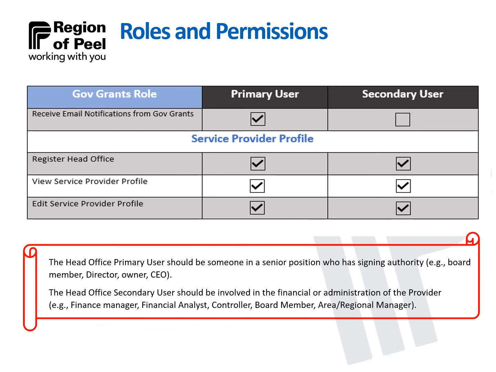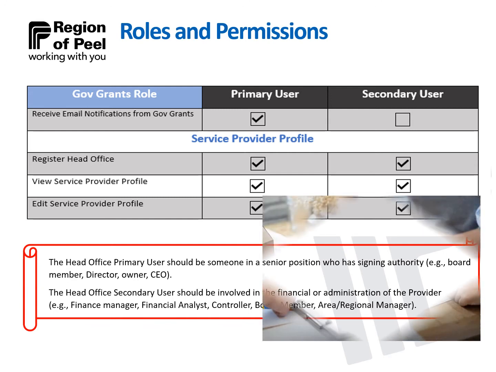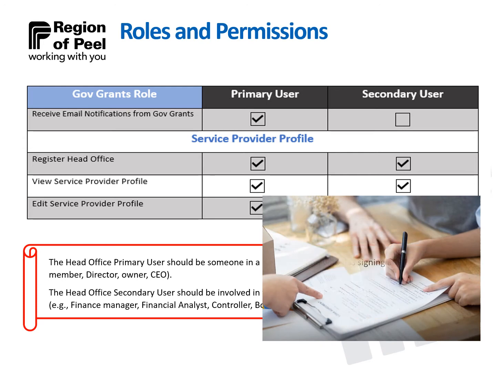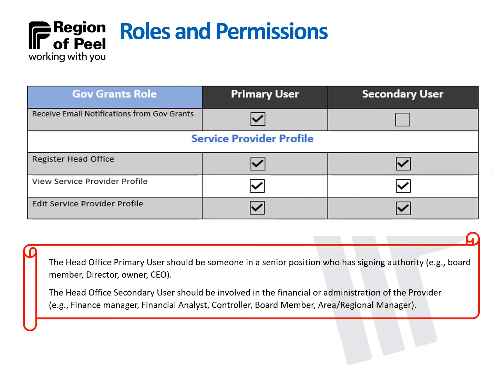If you are unclear as to who needs to be registered as the head office primary user, the Region of Peel is recommending it should be someone in a senior position who has signing authority. For example, a board member, director, owner, CEO. The head office secondary user should be involved in the financial or administration of the provider, for example, finance manager, financial analyst, controller, board member, area or regional manager.